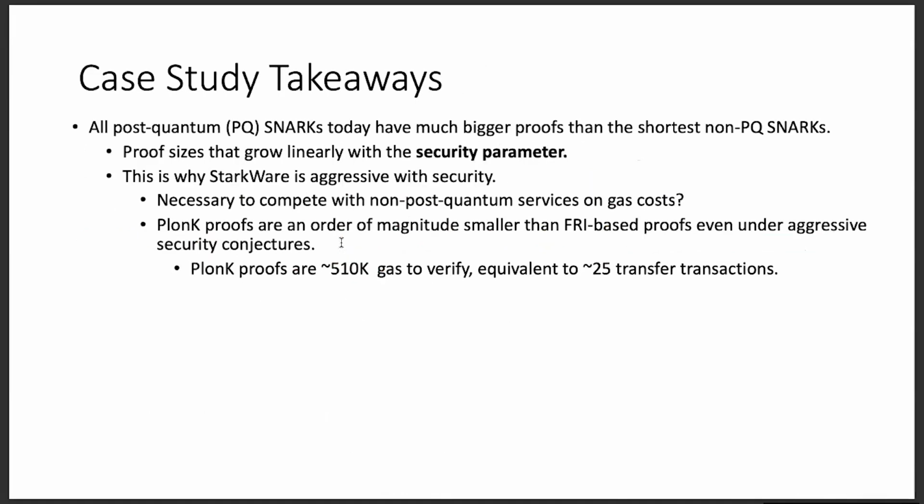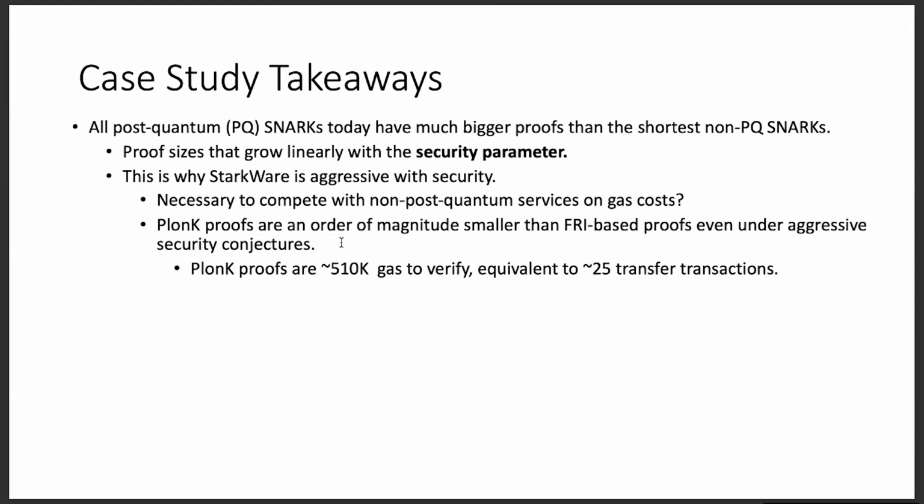Okay, so some takeaways here. The existing post-quantum SNARKs all have bigger proofs than the shortest non-post-quantum SNARKs. And in particular, those proofs grow linearly with the security parameter. So this is why StarkWare is setting that security parameter aggressively small.